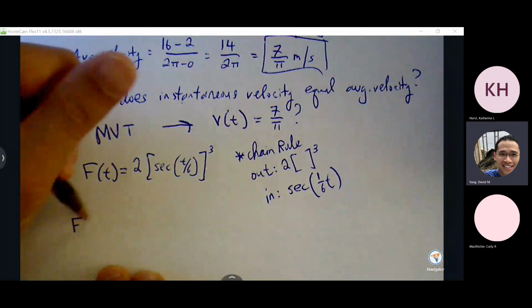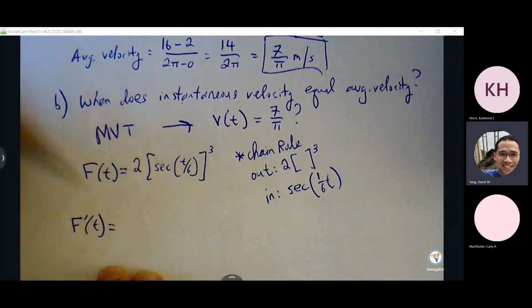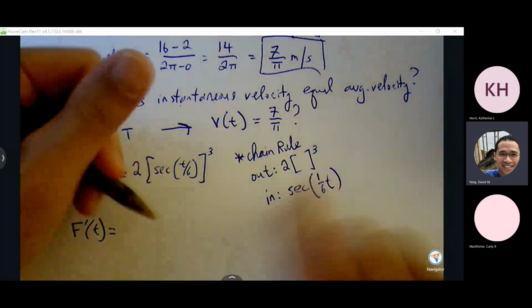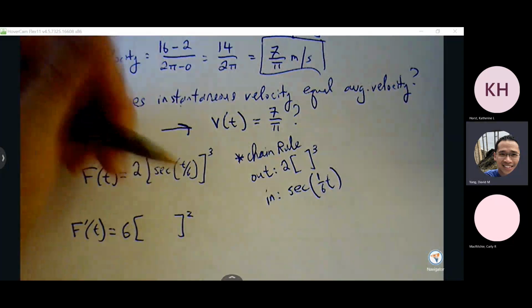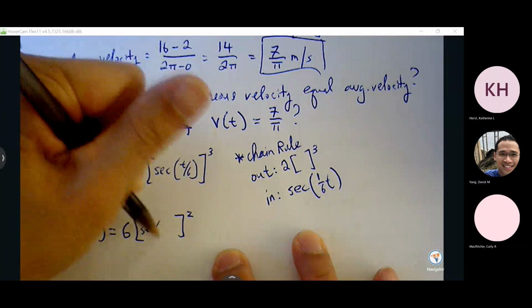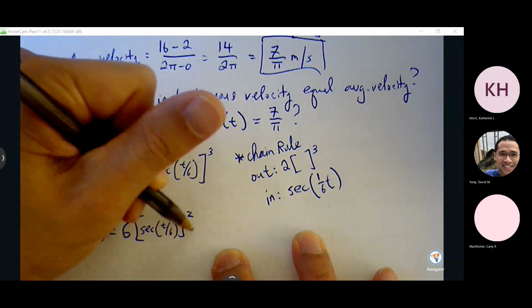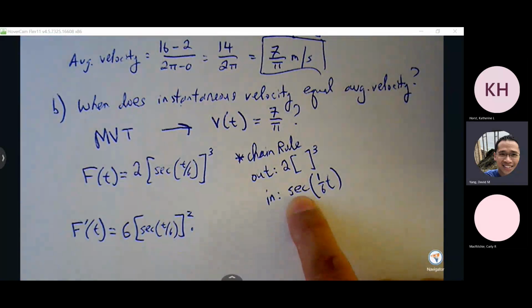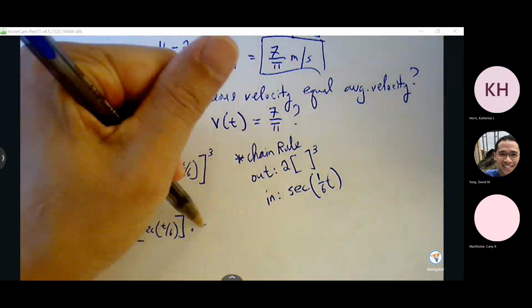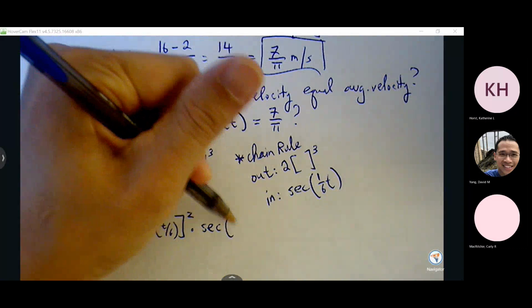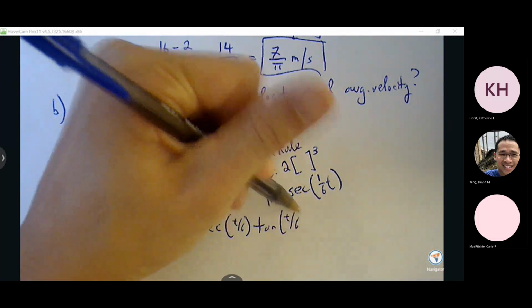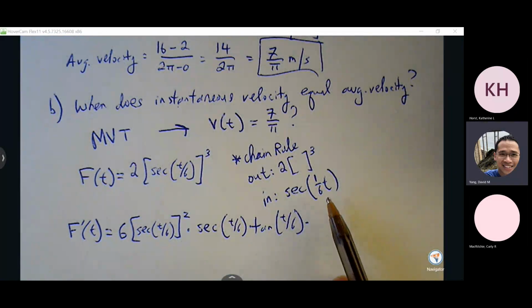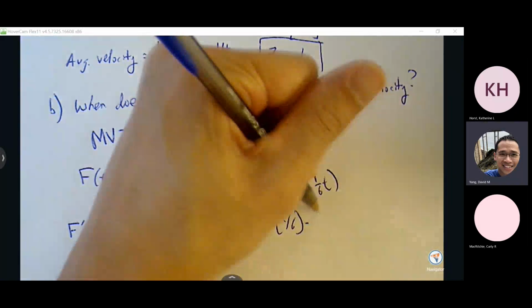Okay, so f prime. Outside derivative, we take that 2 bracket cube, becomes 6 bracket squared. Keep the inside intact, times the inside derivative. Okay, so secant of u becomes secant u tangent u times u prime. So u prime is the derivative of 1/6 t, which is just 1/6.